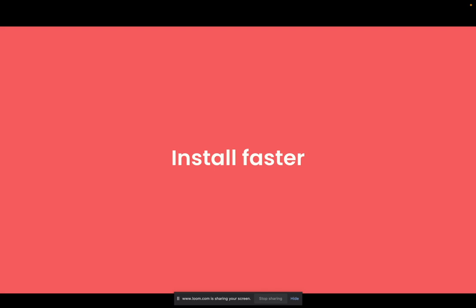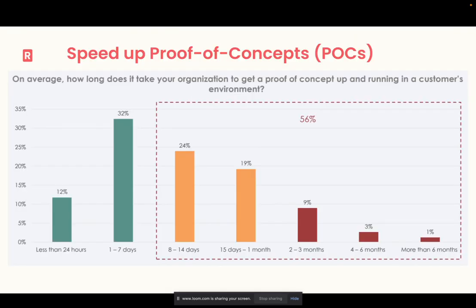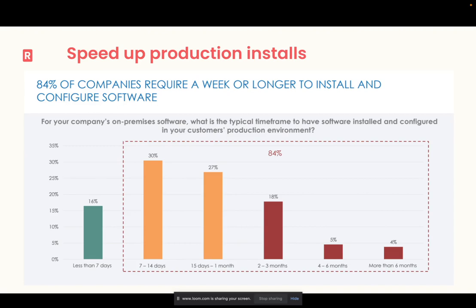Now, selling more, selling faster is one thing. Installing faster is the next real big category we want to look at. And thinking about, again, speeding up the proof of concepts for your organization. We see here in our research, 56% of customers say it takes more than a week to set up a proof of concept to get it up and running in a customer's environment. Obviously, that's time that the customer has to invest in it and you have to invest in it when you could, in fact, be setting up things faster. This holds true in production environments as well, where 84% of the time it takes more than a week to get up and running.